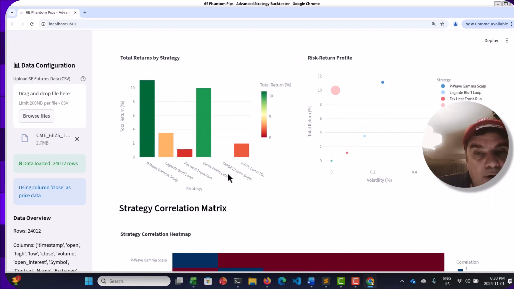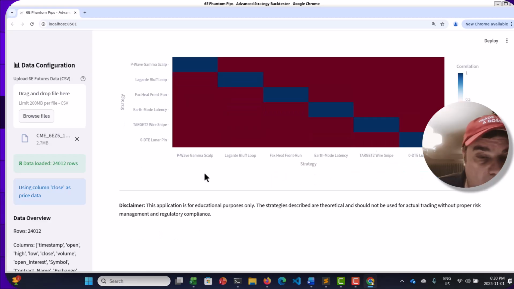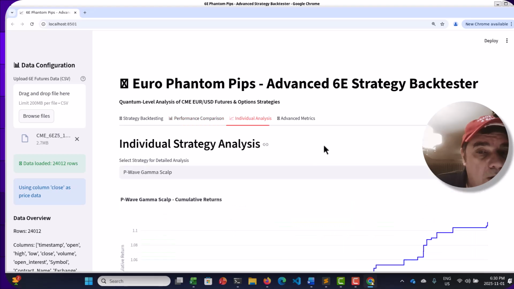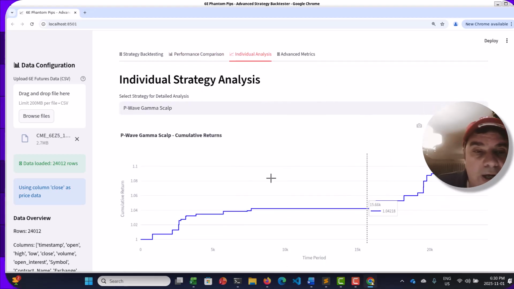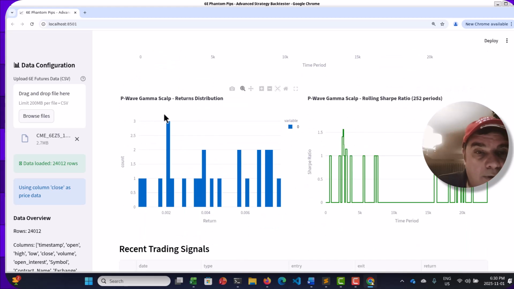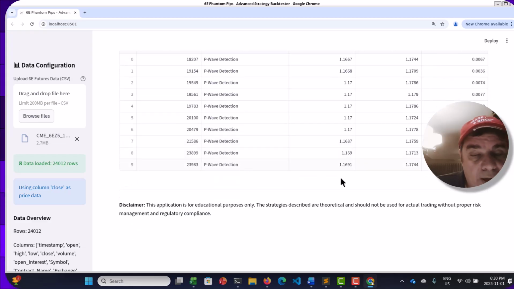You see here we have Earth mode, total return by strategy. So this Earth mode latency one looks pretty good. Now, again, if you want to know the logic, watch that video. Okay, so from my point of view, that's probably what I'd go with. So here we have the individual strategy analysis. Okay, so we have all the charting available now for the P wave. Okay, return distribution. These are the signals that get generated.